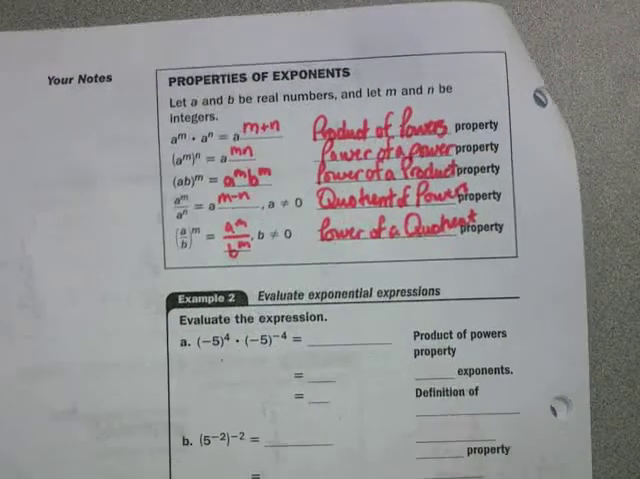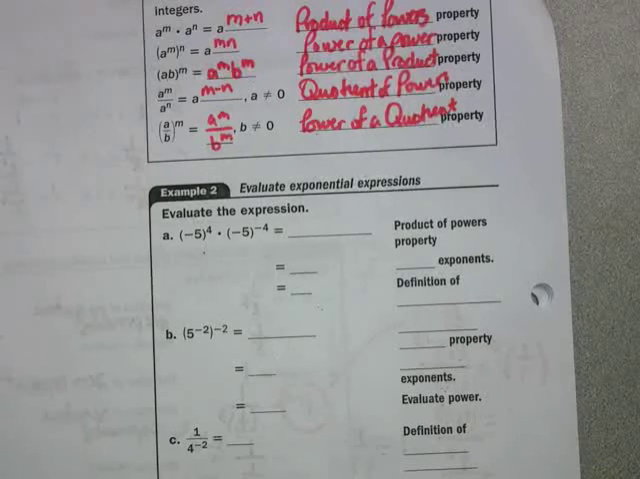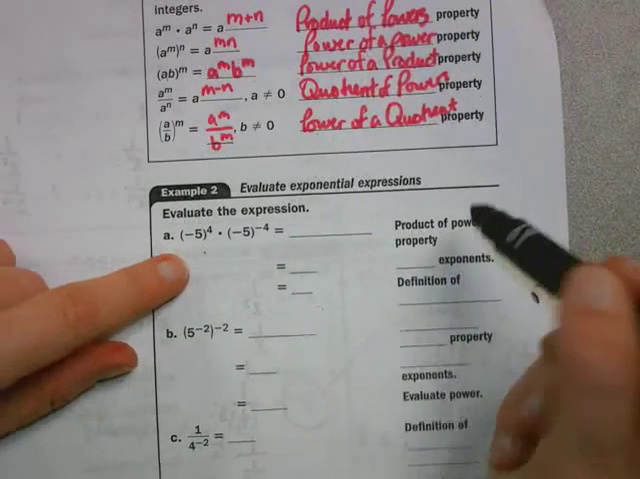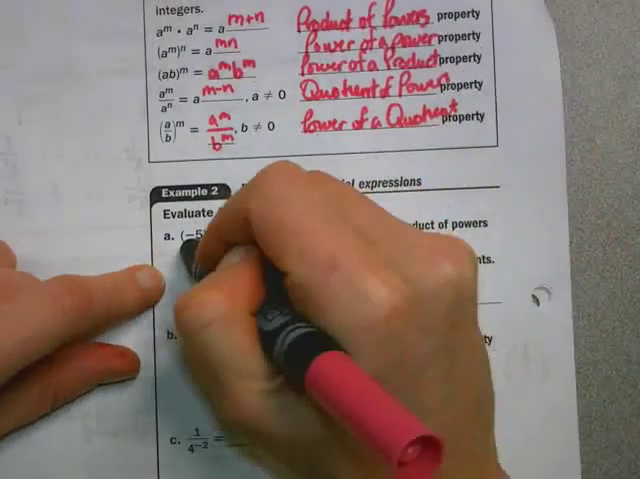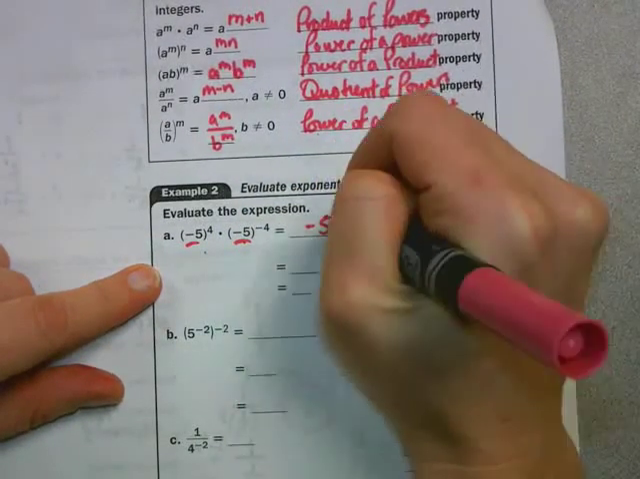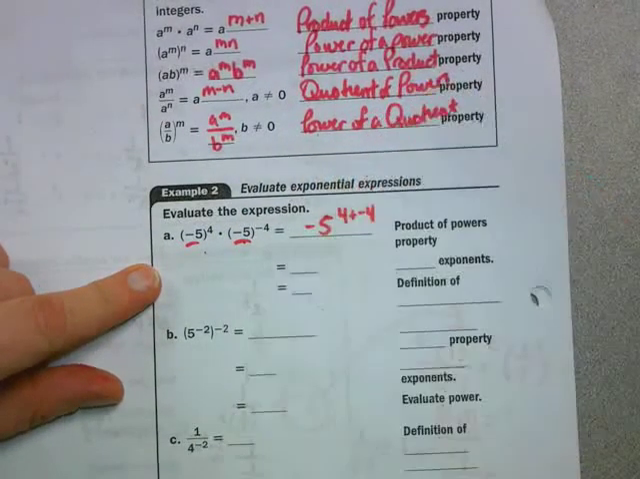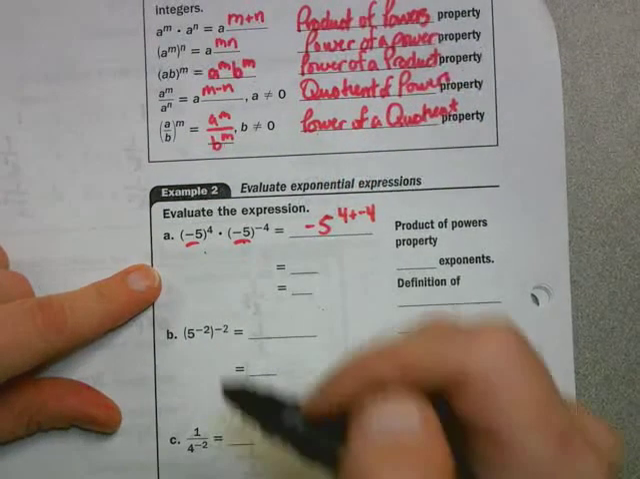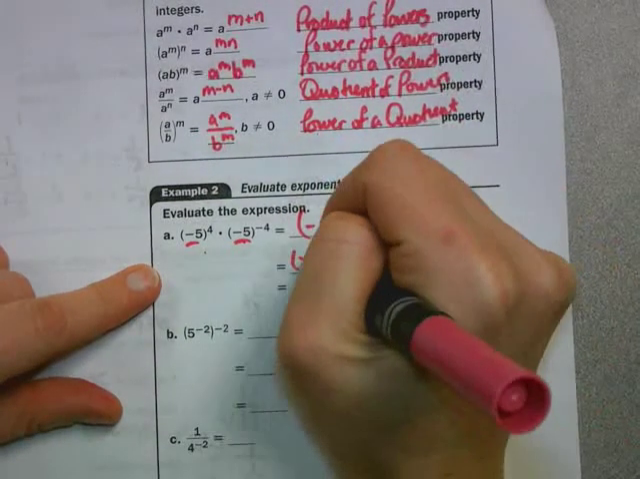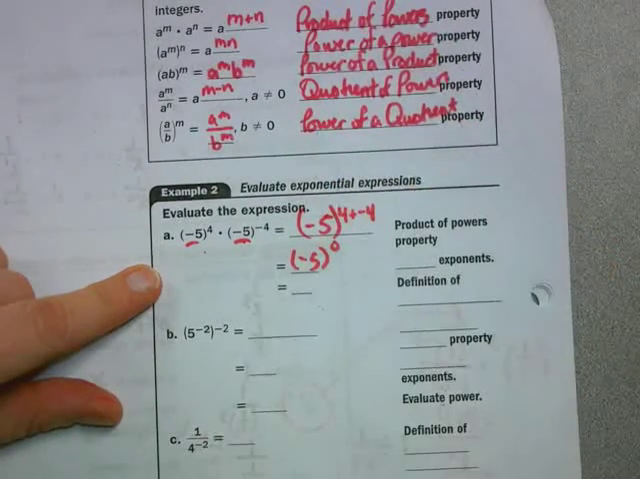Okay, so example 2 is negative 5 to the 4th power times negative 5 raised to the negative 4 power. So this would be product of powers, right? Same base, negative 5. So we keep that base, and what do we do to the exponents? We add them. So that makes it, get my parentheses around there, negative 5 to the 0 power. This was what we did there.